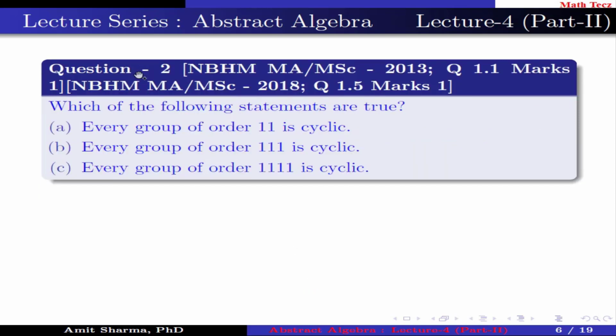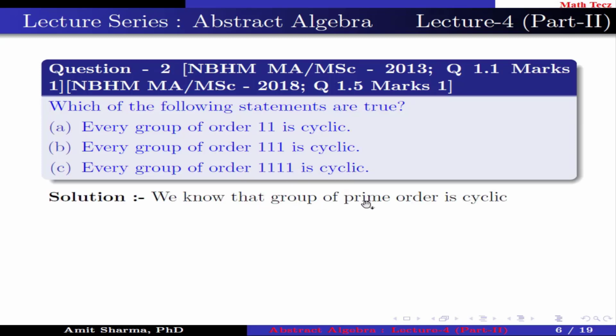Question number 2. This question was asked in the NBHM MA MSc exam in 2013 as well as in 2018. Which of the following statements are true? Option A, every group of order 11 is cyclic. Option B, every group of order 111 is cyclic. Option C, every group of order 1111 is cyclic.